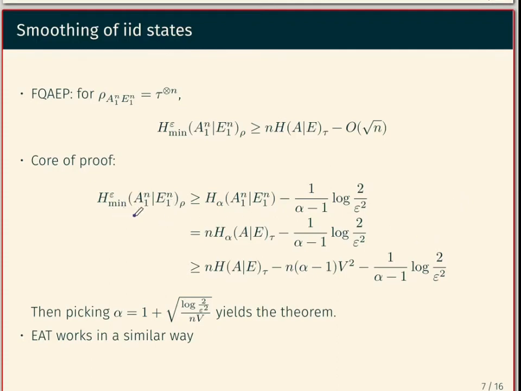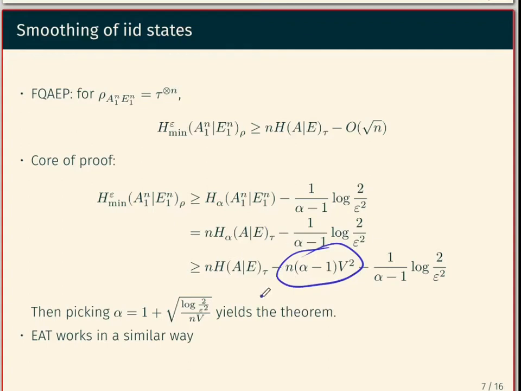And it goes like this. If we look at the epsilon smooth min entropy of A1 to n given E1 to n, we first upper bound it by the alpha Rényi entropy, and for this we have to pay a price of this form. Now the alpha Rényi entropy has this property that if we take the alpha entropy of an IID state, it's actually n times the alpha entropy of that state. So this is just an equality. Then we convert this alpha entropy to the von Neumann entropy, because this is what we want in the end, and we have another term here that we pay.